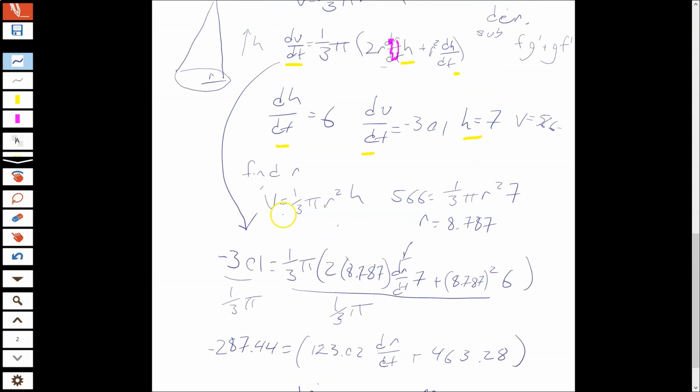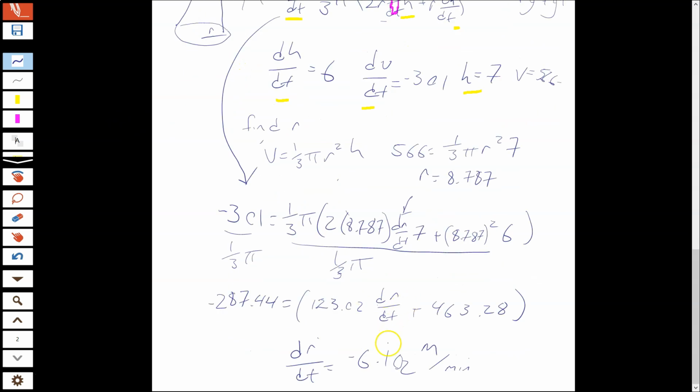And remember we said we would expect that the radius should be decreasing based on the height increasing but the volume decreasing. And sure enough, our derivative here is negative. Alright, so that's consistent with what we would expect based on the text.